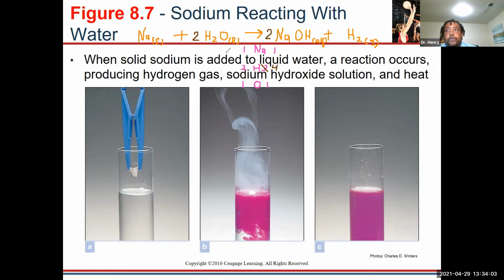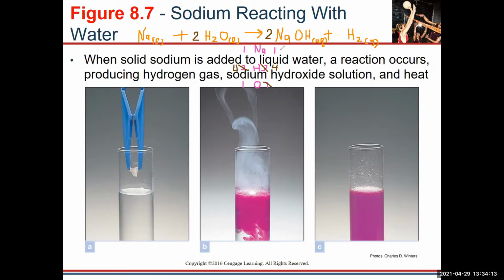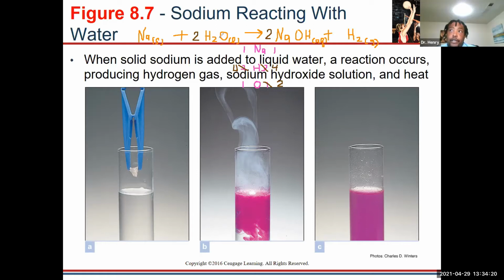Okay, so if I add 2 to the water, I now have 4 hydrogens. It's balanced on both sides. Now my oxygens, are they balanced on both sides? Yes. Are you sure? Because we have 2 here, and now we have 2 over here, right? So it's balanced on both sides.